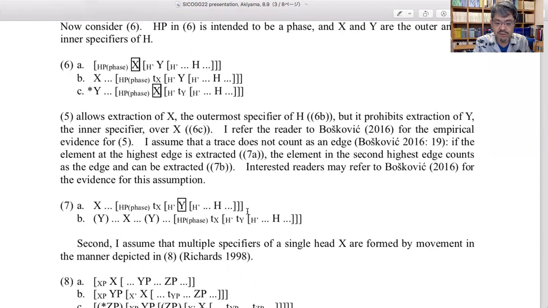I assume that the trace does not count as an edge. So suppose that the element at the highest edge is extracted, as in 7a. Then the element in the second highest edge counts as the edge and can be extracted, as in 7b.